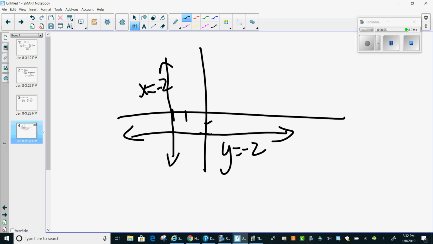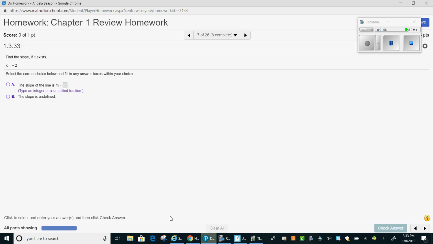The slope of a vertical line is undefined. You've got to remember that an x equals line is vertical and its slope is undefined. A y equals line is horizontal. Its slope is 0 if they ask me that. So this would be that the slope is undefined.